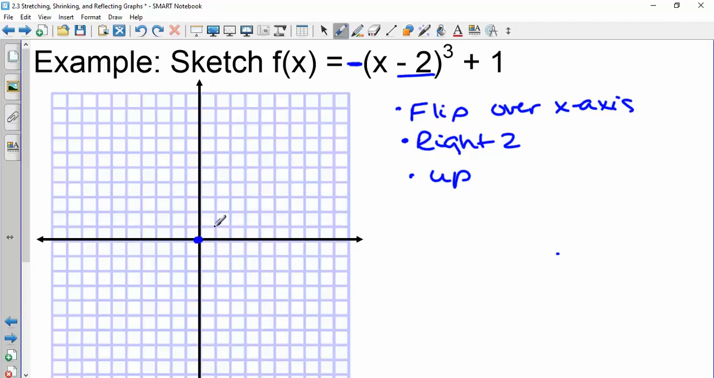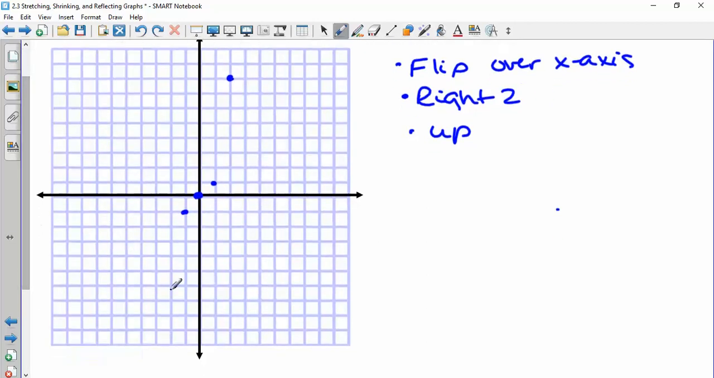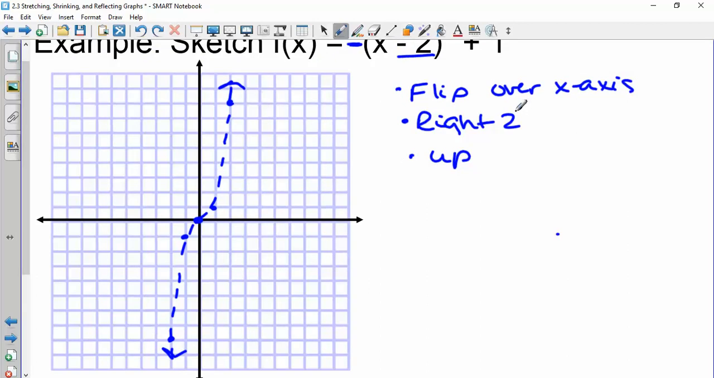My parent function is x cubed. 0 cubed is 0. 1 cubed is 1. If you wanted, 2 cubed is 8. Negative 1, negative 1. Negative 2, negative 8. You don't have to have all of those, but you can. Alright, when you have multiple transformations like this, the order doesn't necessarily matter, except up and down has to be the last thing we do. Okay, so if you're going to flip, you need to do that before you move up and down.